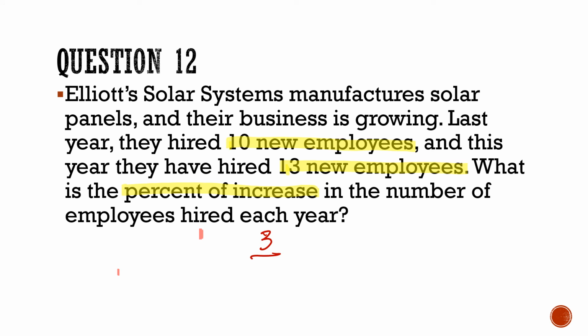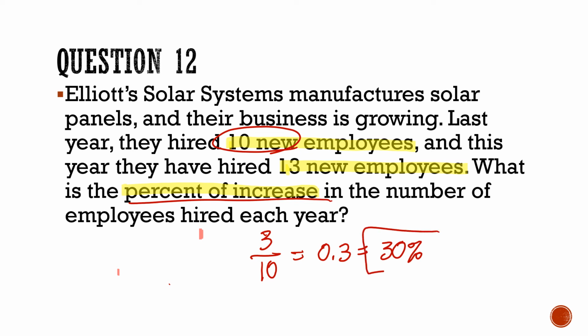And then what was it originally? So how many new employees did they originally have? Which goes back to last year's number of 10. 3 divided by 10 is 0.3, which is 30%. And we already know that it's an increase. It's okay if you write increase, but your answer is 30%.